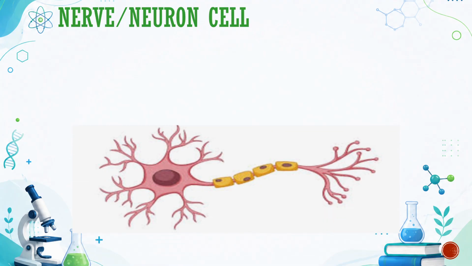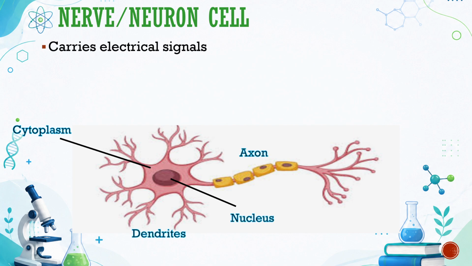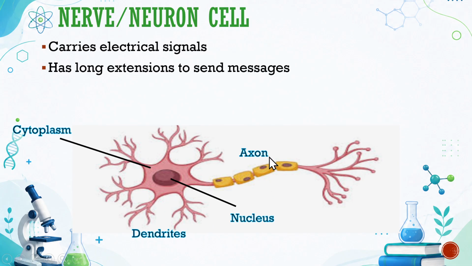This is how your neuron cells look. In neuron cells there are four important parts. Your cytoplasm is there as usual, like every other animal cell. Then you have a nucleus, and then you have dendrites and an axon. Now the specialized function of neuron cells is to carry electrical signals. Every message which is passed to various parts of the body is in the form of electrical signals.